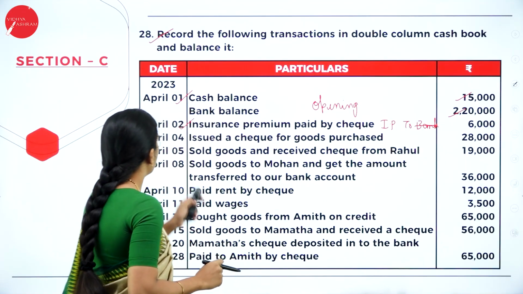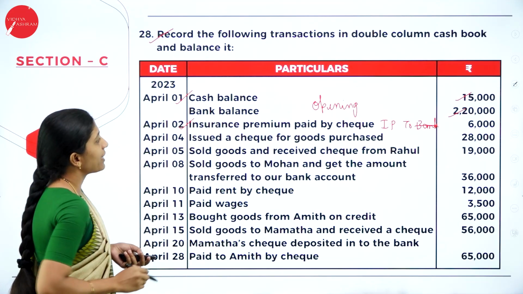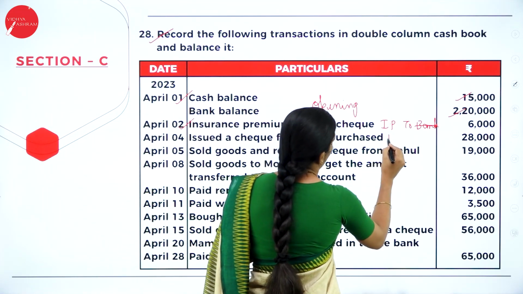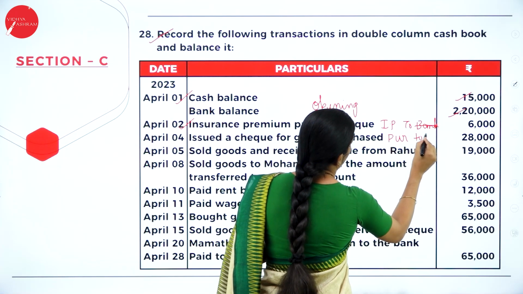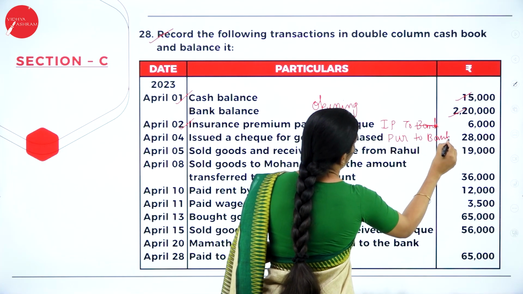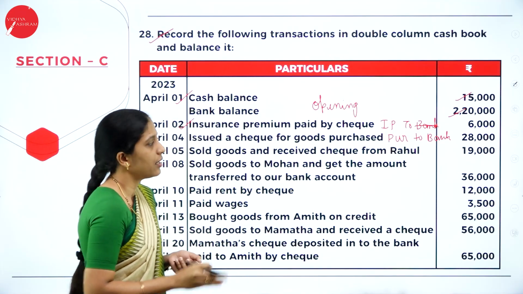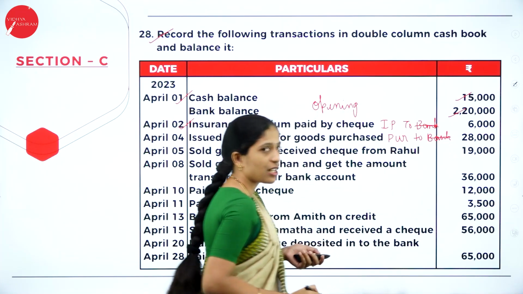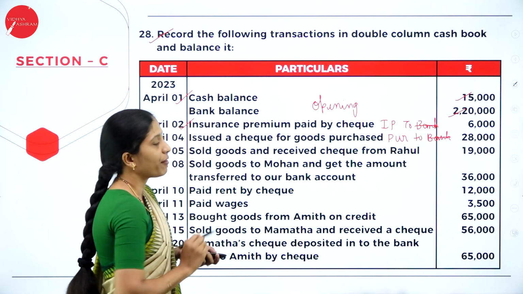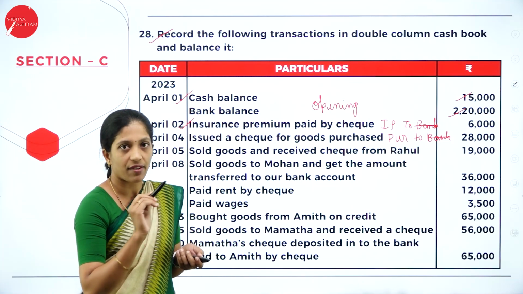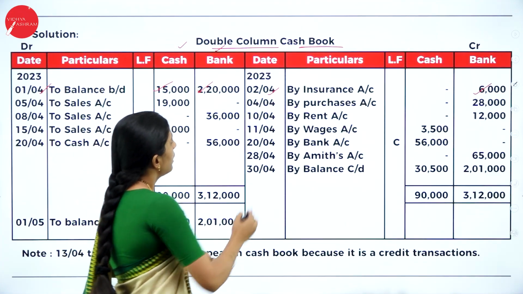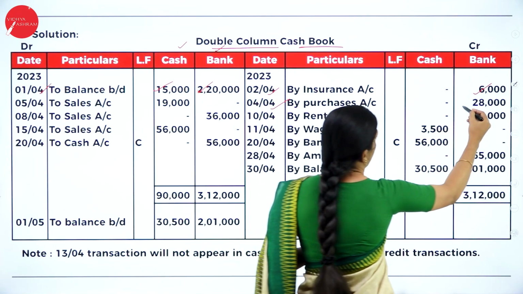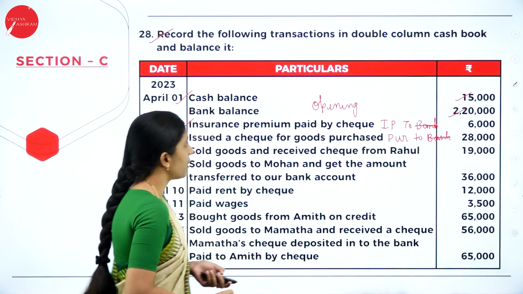Next one, April 4th, issued a cheque for goods purchased. So what is the entry? Purchases account debit to bank account. So we have purchased goods by cheque. I will strike out bank account. What remains? By Purchases. But you have to write the amount in the bank column because I have struck out bank. So 4/4/2023 By Purchases Account, write the amount in the bank column, 28,000.